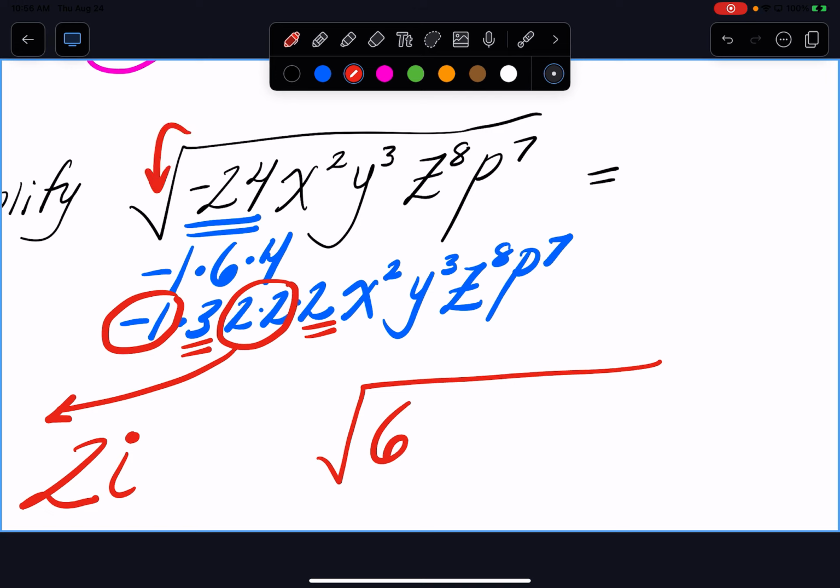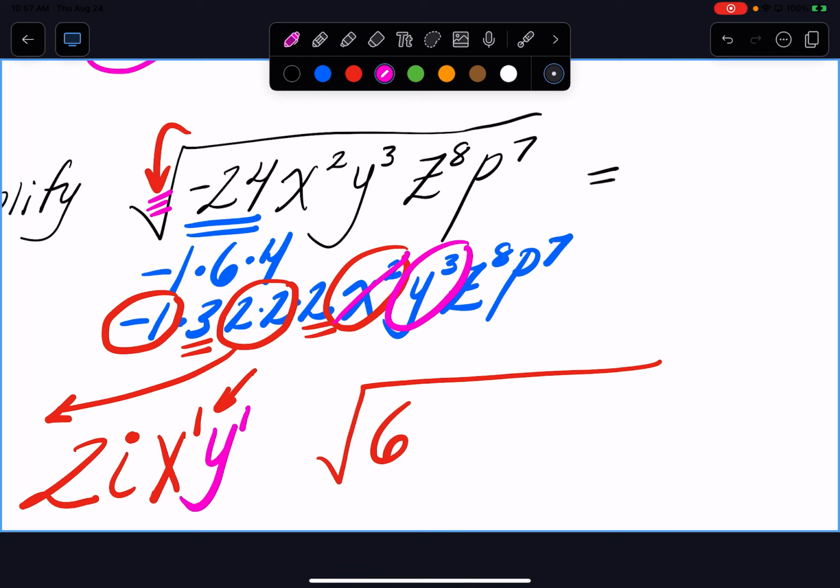So how many groups of 2 are there in x squared? 1. There's just 1 group, which means I have x to the 1. Do you guys see? 1 group of 2. Okay. Then I move on, and I say, so that took care of that. Then I say, how many groups of 2 are there in 3? 1. Just 1. So I go y to the 1.